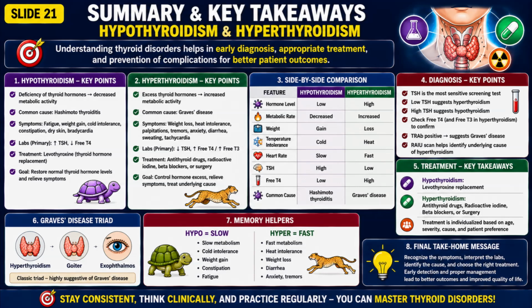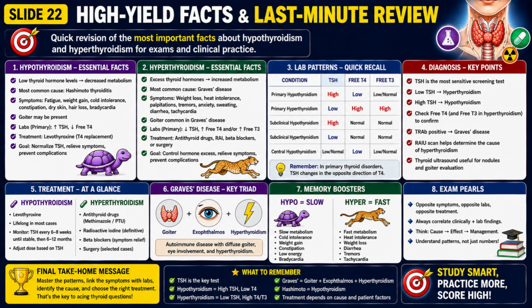Treatment options for hyperthyroidism include antithyroid medications, radioactive iodine therapy, beta blockers, and surgery depending on the cause and severity of the disease. Understanding the differences between hyperthyroidism and hypothyroidism is essential for accurate diagnosis, proper treatment, and prevention of complications. Before concluding this lecture, let's quickly revise the most important concepts related to hyperthyroidism and hypothyroidism.